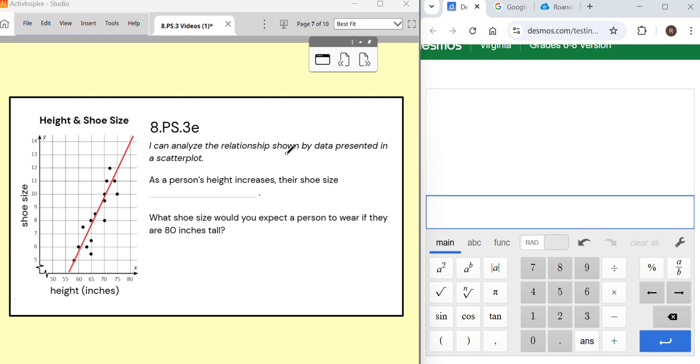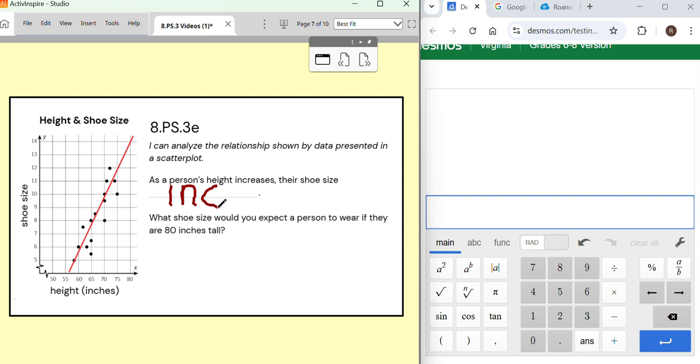I can analyze the relationship shown by data presented in a scatter plot. So let's look at this. We have height and shoe size. Shoe size is on the y-axis and height is on the x-axis. This says as a person's height increases, going up, their shoe size increases. I would say that this is true. So we're going to go ahead and write increases here.